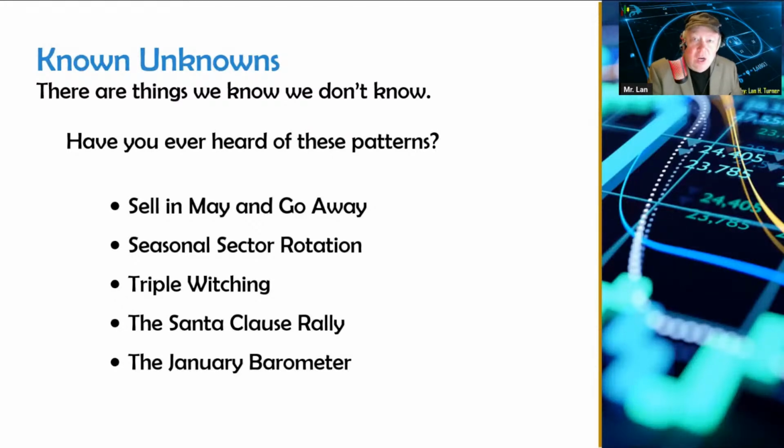There are also things we know we don't know. These are known unknowns. You know about them, you just don't know about them. Have you ever heard of these patterns? Sell in May and go away. Yeah, that sounds familiar, I've heard that before.